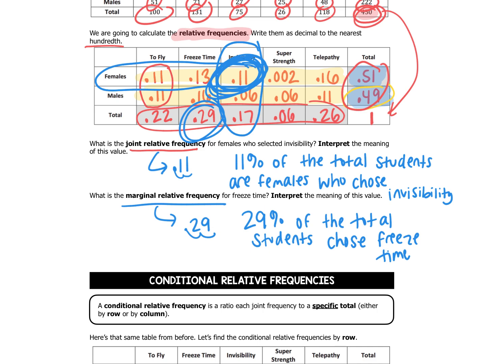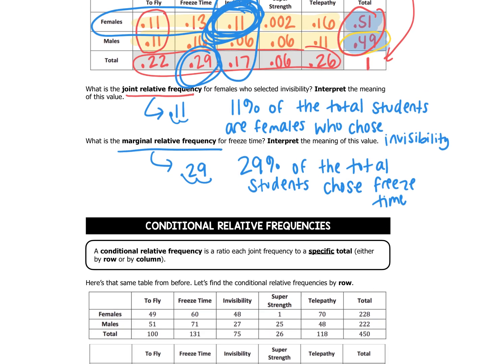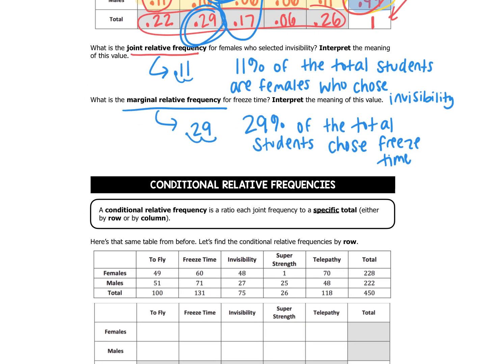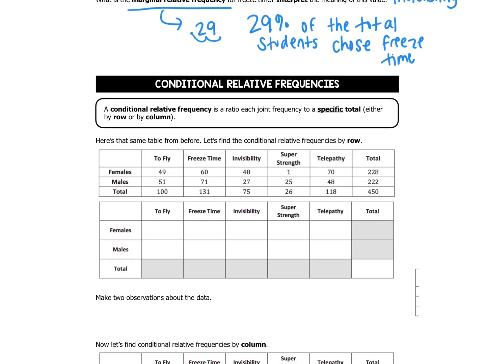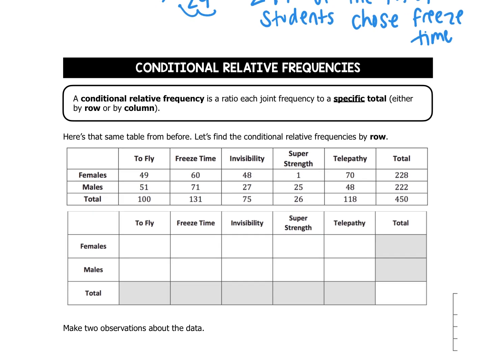Okay, so that's it for that page. If you missed anything, like I said, this is on Google Classroom, so you can look at the notes key. A conditional relative frequency is different. For conditional relative frequencies, you're not always dividing by that 450, the total. This is the same data. You're dividing by a specific total, either by row or column. And they'll tell you if you should divide by the row or the column.